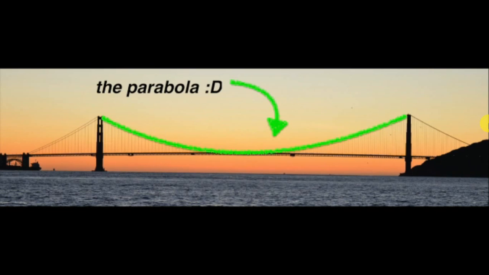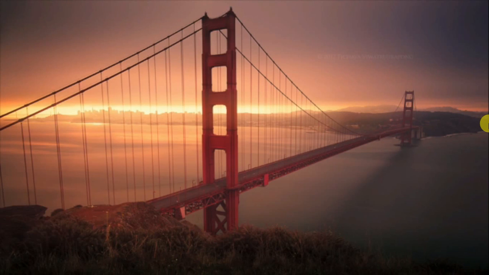The cables are useful to support the weight of the deck, and that is why the cables are hanging in a parabolic curve. With this, we can understand better how parabolas are shown in structures like this one, and thanks to this, the Golden Gate Bridge is known as one of the most famous bridges in the world.